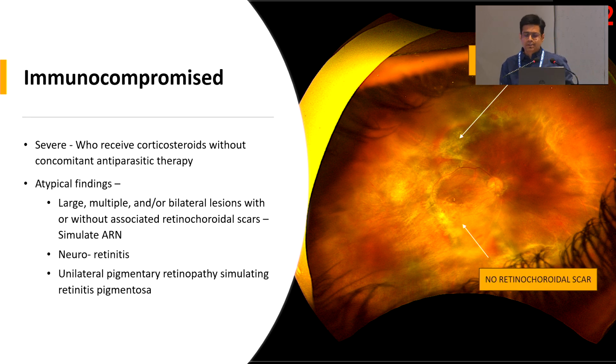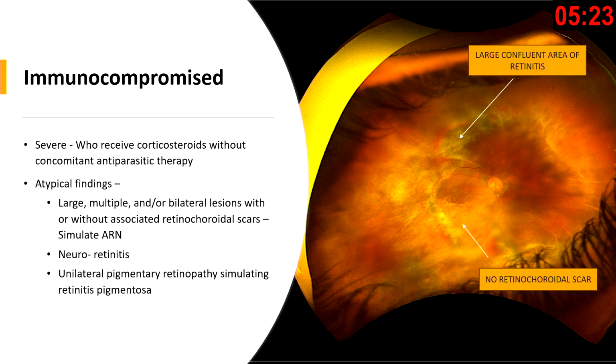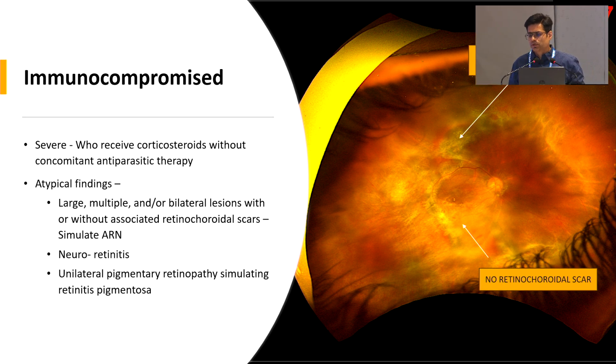Then the other form is the atypical form, which occurs in immunocompromised individuals, specifically ones who might be on steroids, maybe because of a wrong diagnosis, or who are immunocompromised by their immune status, or an elderly patient who can have these atypical presentations. What we were talking about was a focal lesion posteriorly, and now you are seeing large confluent areas of retinitis, and there is no scar to tell you that it's a reactivation. These patients are typically a differential for ARN.